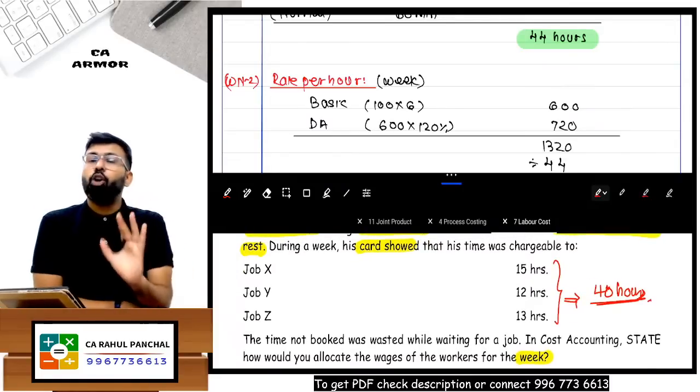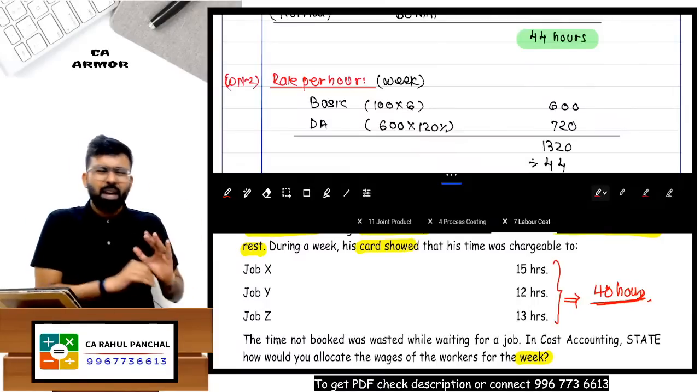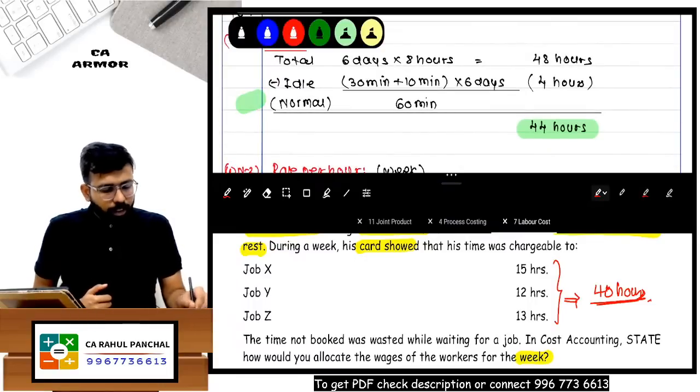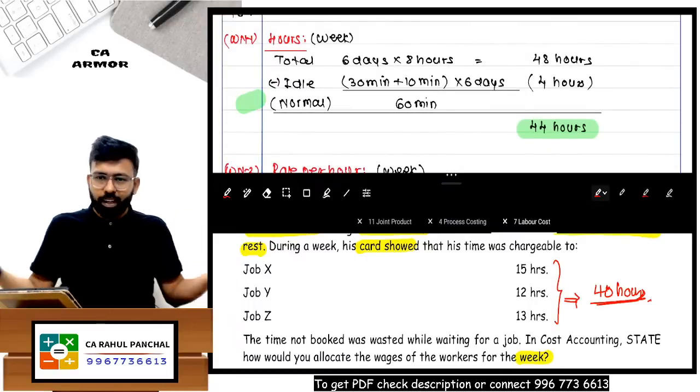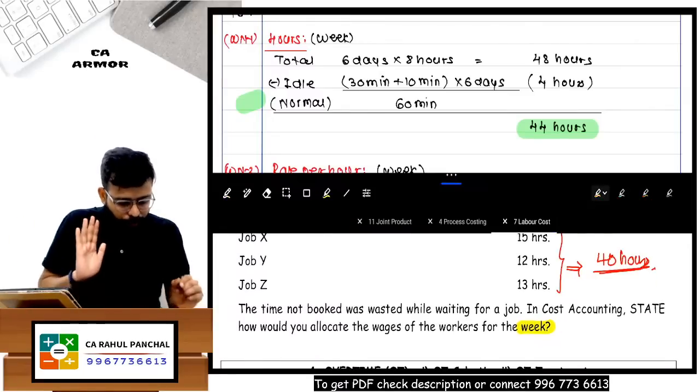So 4 hours is abnormal loss. I was expecting that he will work for 44 hours on the very first day, but because I give him some break, which is normal idle time. So 4 hours is abnormal, something which was not expected. I was expecting 44, he worked only for 40. So 4 hours is abnormal idle time.